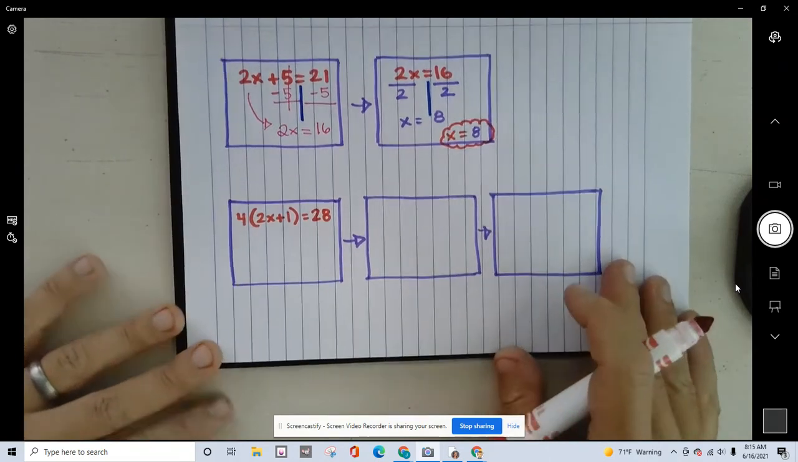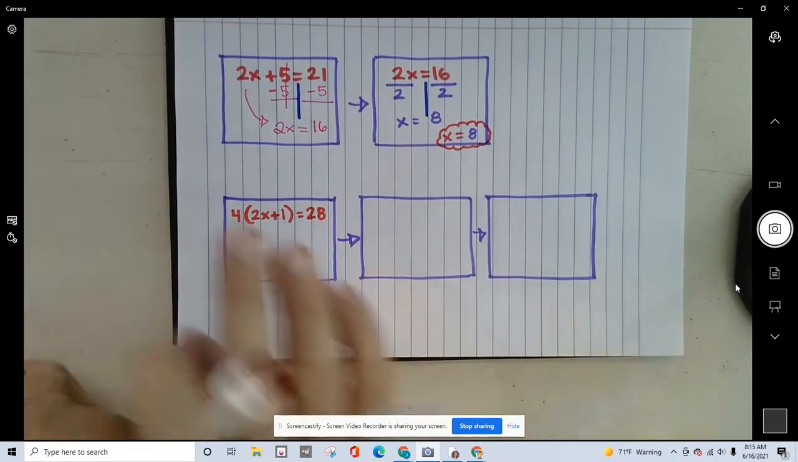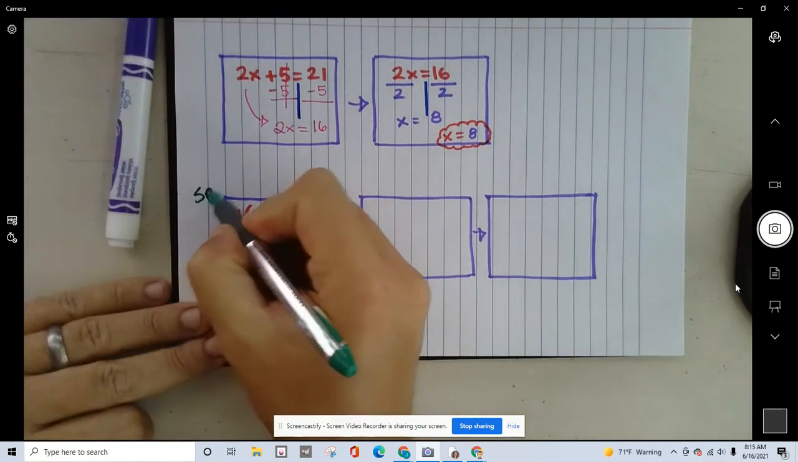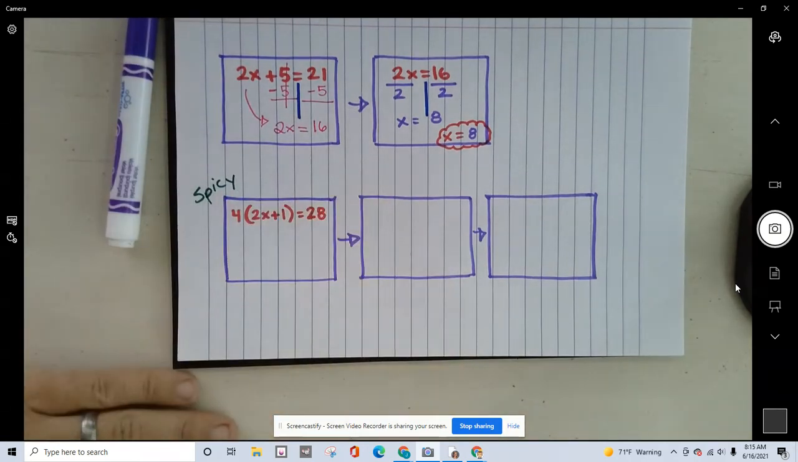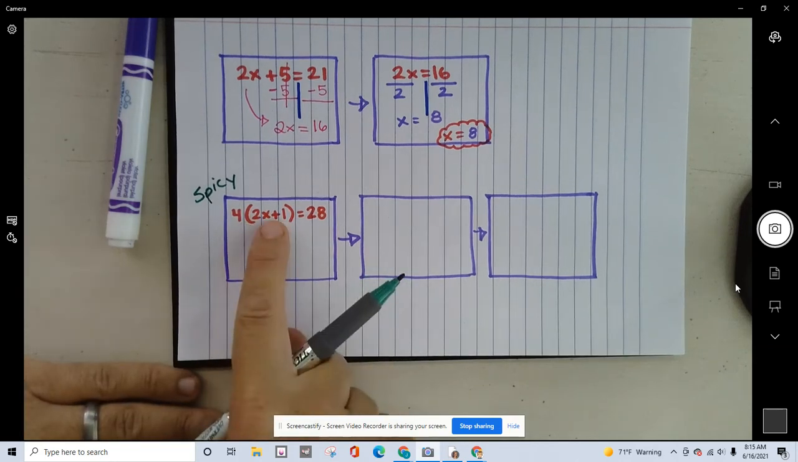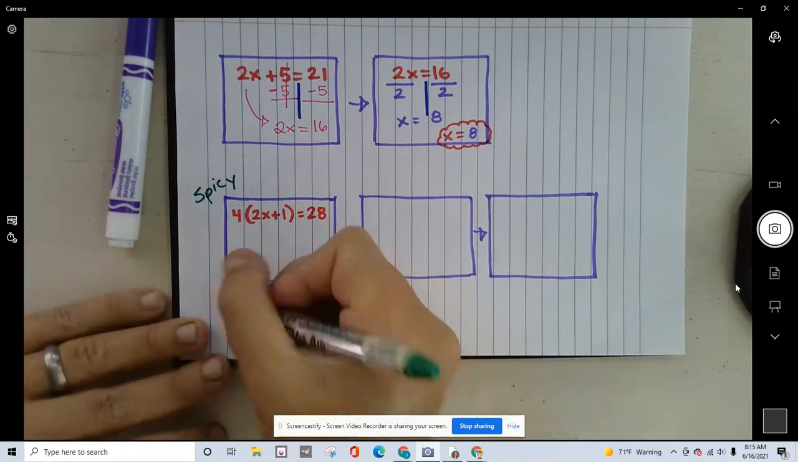All right, now look at what happened here. So this equation has a lot going on. I went higher level on you guys. That's okay. It's okay to kick it up a notch. This is a little spicier, all right? This is a spicy one. Now, what are you going to do? You first have to understand that this parenthesis, you got to deal with this. That's your first step. So I'm going to write this down.